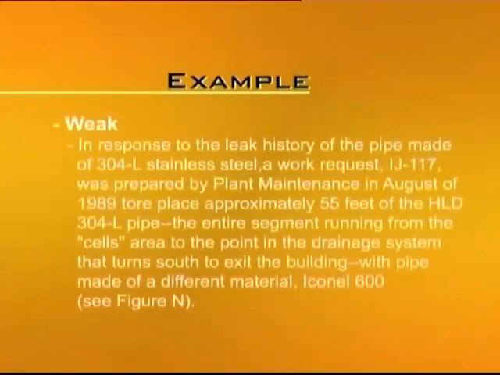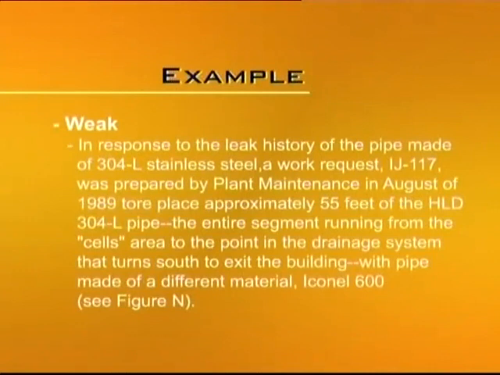Another example would be, in response to the leak history of the pipe made of 304L stainless steel, a work request IJ117 was prepared by plant maintenance in August of 1989. Took place approximately 55 of the HLD 304L pipe, the entire segment running from the cells area to the point in the drainage system that turns south to exit the building, with pipe made of a different material, Iconel 600, in brackets see figure N.